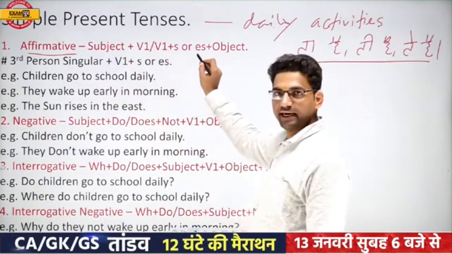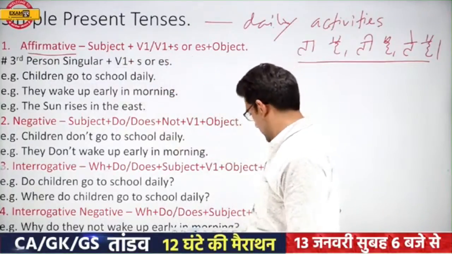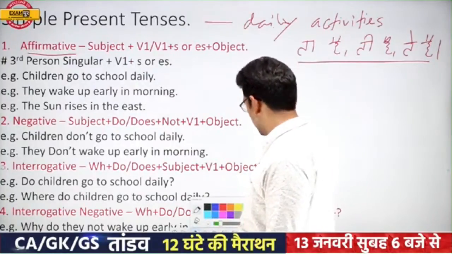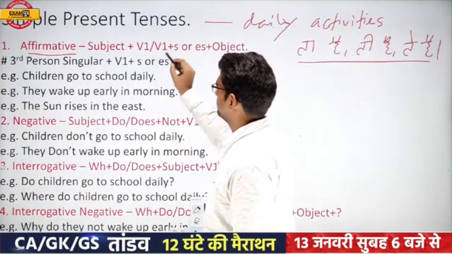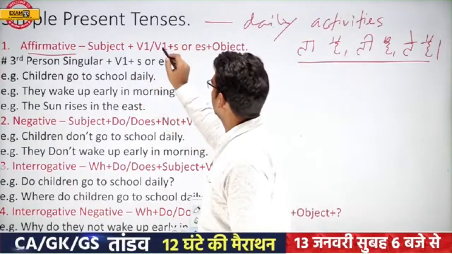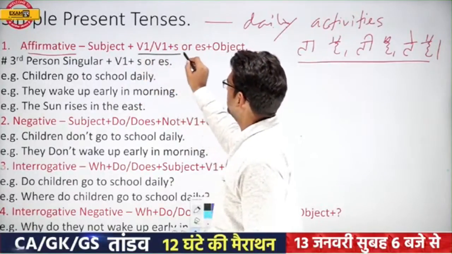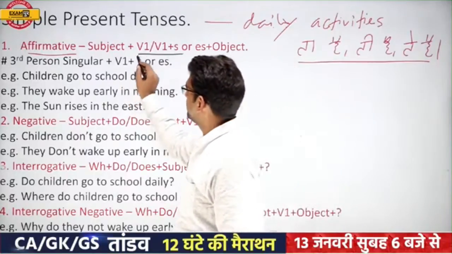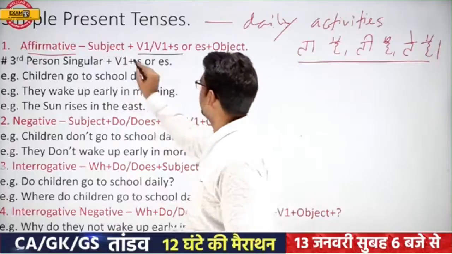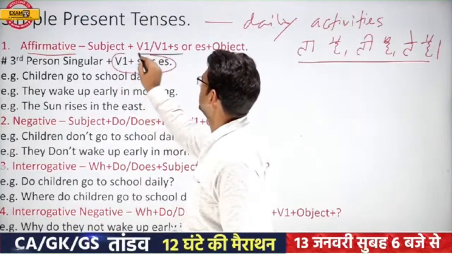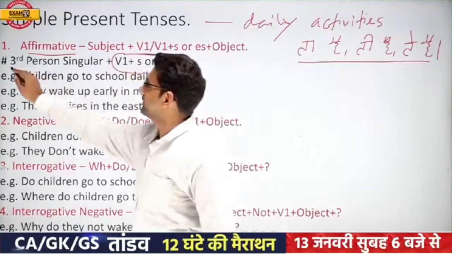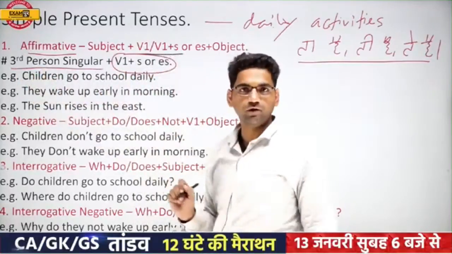The rule for the affirmative of simple present tense is subject plus V1 or V1 plus S or ES plus object. I hope everyone knows the rules of simple present tense. If not, you can learn it from here. And this is V1 or V1 plus S or ES. So we use V1 plus S or ES only with third person singular. Okay? We use S or ES in the verb only with third person singular.